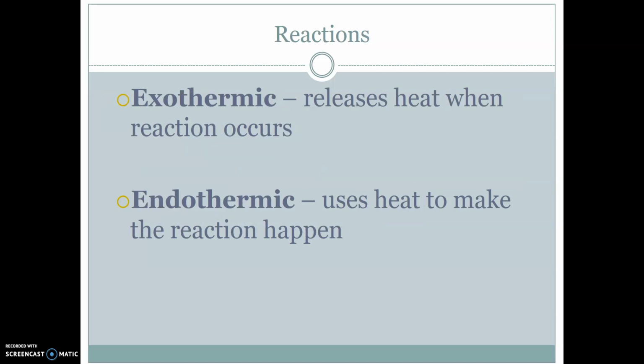Two types of reactions that we talk about in science. We have exothermic reactions, which are reactions that release heat as the reaction occurs, and then endothermic, which use heat, or really we'd feel them getting colder, and the heat's required to make the reaction happen. Exothermic reactions will happen spontaneously compared to endothermic reactions.